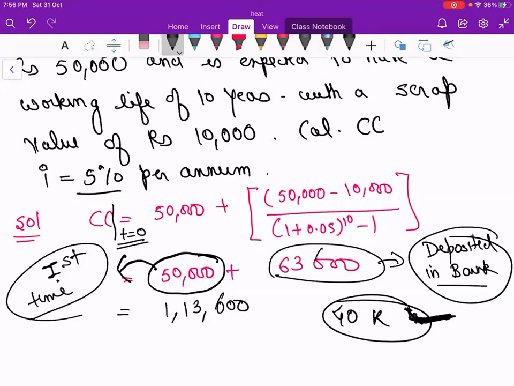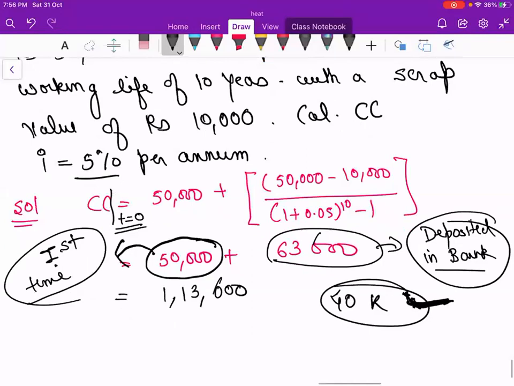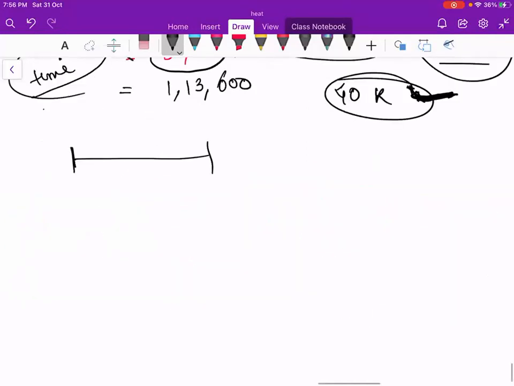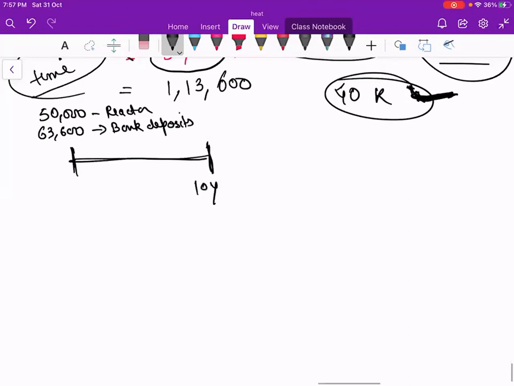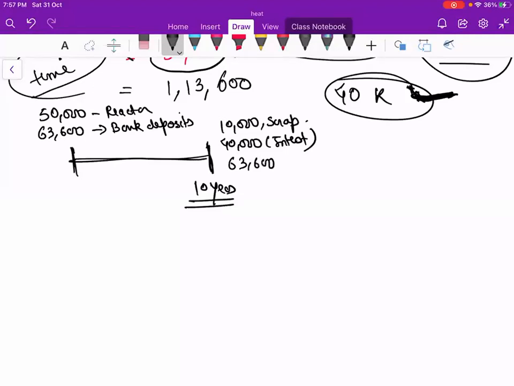So after 10 years I will purchase a new equipment. If I draw a chart like this, initially I have invested 50,000 rupees for the reactor, and this 63,600 rupees is deposited in the bank. After 10 years I will get 10,000 rupees from the scrap value, and 40,000 rupees interest from the bank. And this 63,600 rupees is still in the bank.